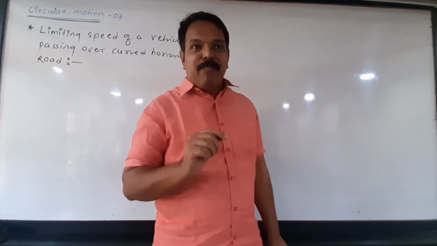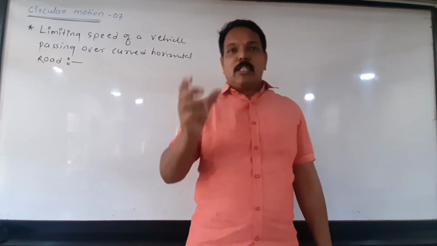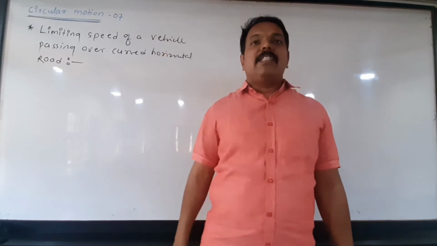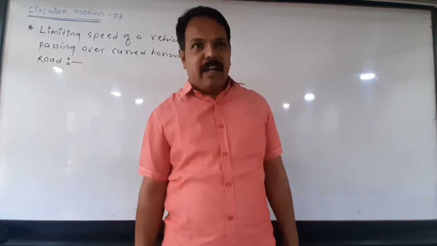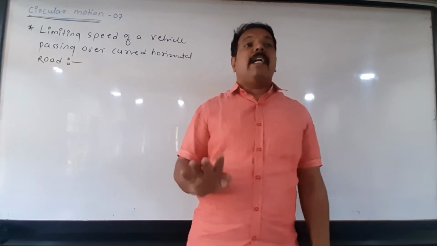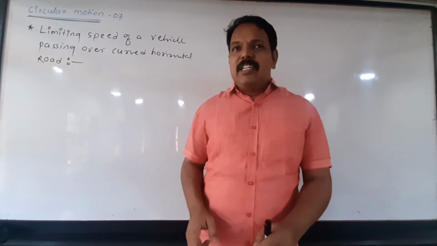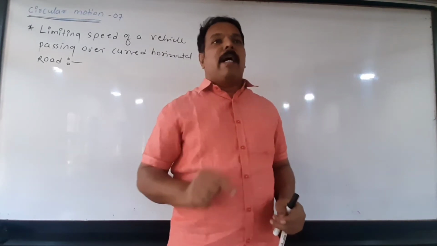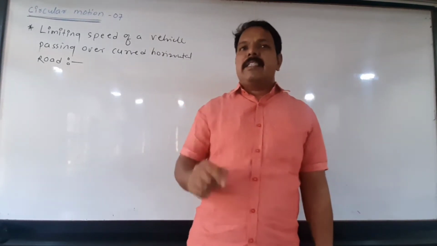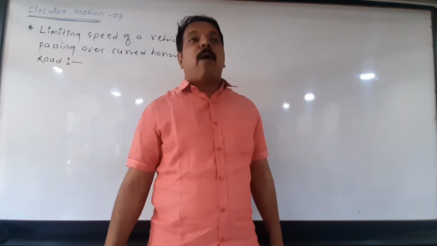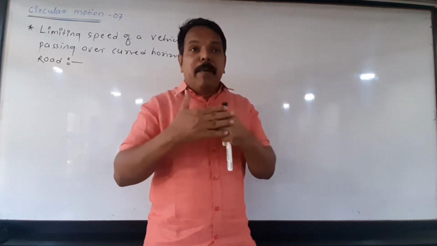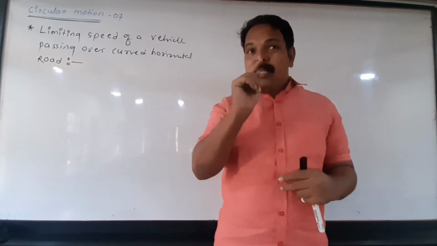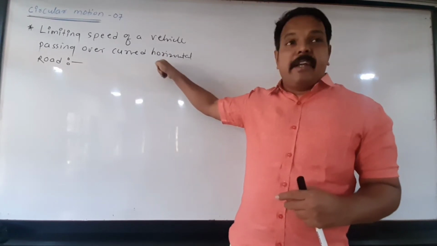Third example, when a stone is tied to one end of a string and revolved around the other end, the necessary centripetal force is provided by tension in the string. And the fourth example that we have seen is when a vehicle is passing over a curved road, it is also circular motion, and in this case the necessary centripetal force is provided by the frictional force between the tires and the road. Okay, so depending upon that example we are going to attend this article.